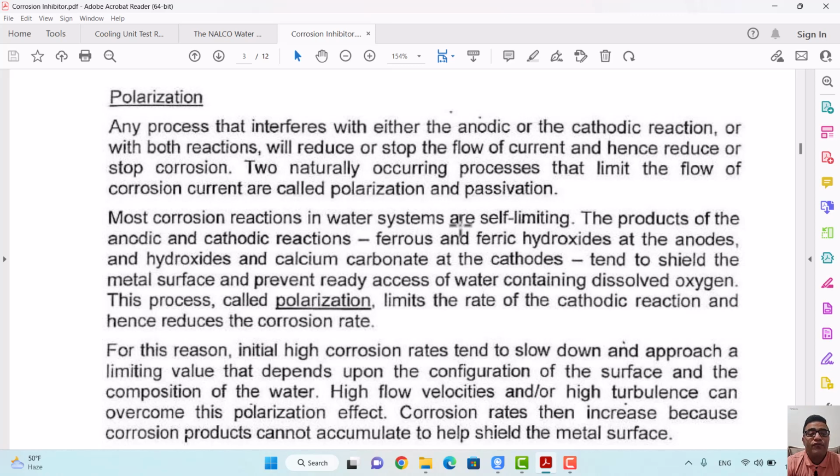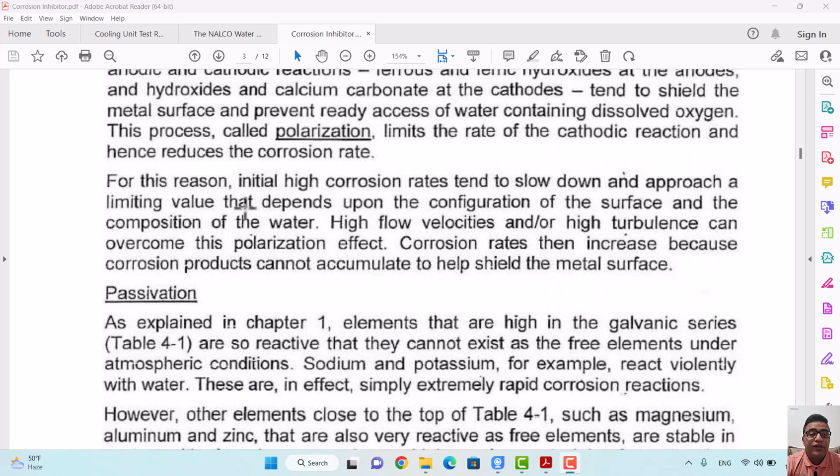Most corrosion reactions in water systems are self-limiting. The products of anodic and cathodic reactions, ferrous and ferric hydroxides at the anodes and hydroxides and calcium carbonate at the cathodes, tend to shield the metal surface and prevent ready access of water containing dissolved oxygen. This process, called polarization, limits the rate of cathodic reaction and hence reduces the corrosion rate.